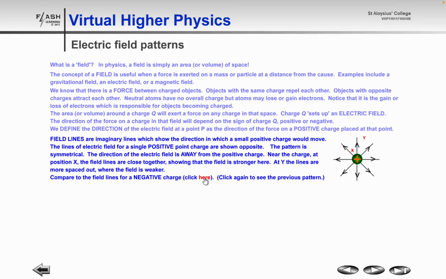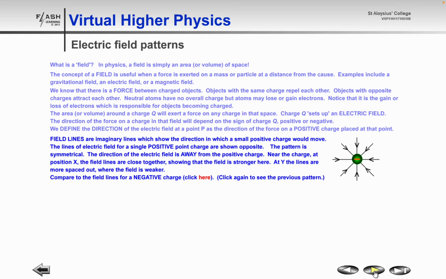If we look at a negative charge, we get a very similar field. These are called radial fields, a bit like the radius of a circle, or the spokes of a wheel. And all these ones would point inwards because a positive charge would now experience a force towards that negative charge. Okay, so the field lines always show the direction that a positive charge would experience a force in.